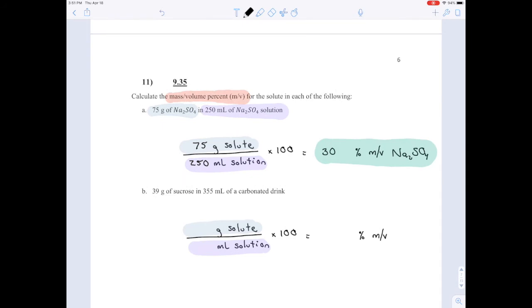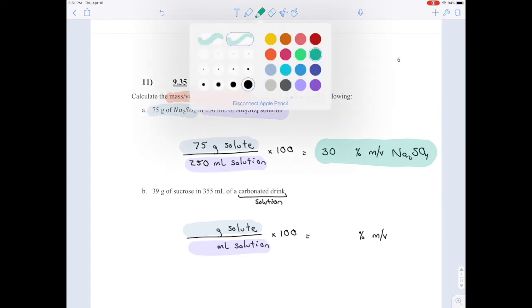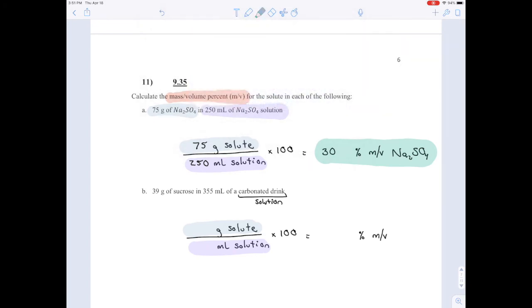Okay, for B, it says we have 39 grams of sucrose, that's table sugar, in 355 milliliters of a carbonated drink. And this carbonated drink is not a pure thing. It has a bunch of stuff mixed in it. So it is a solution. Even though they don't use that key word, we can tell that that is a solution because it's not a pure thing. So 39 is the lower number, and that's going to be our solute here, 39.